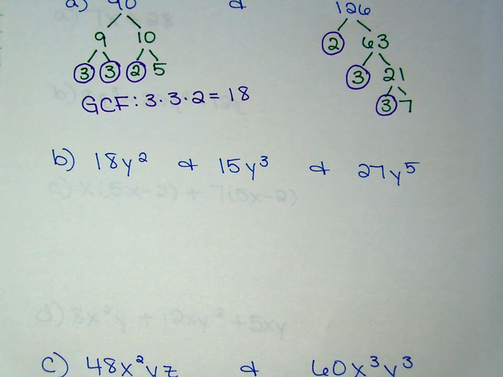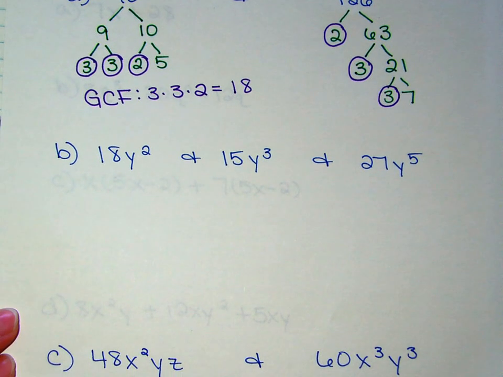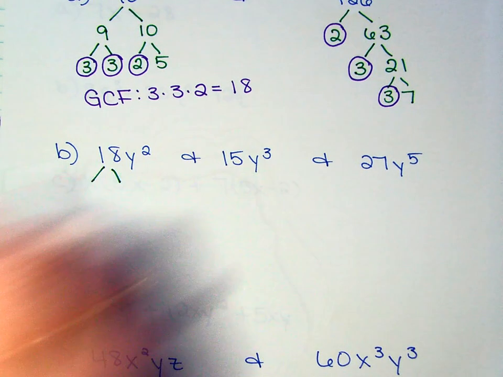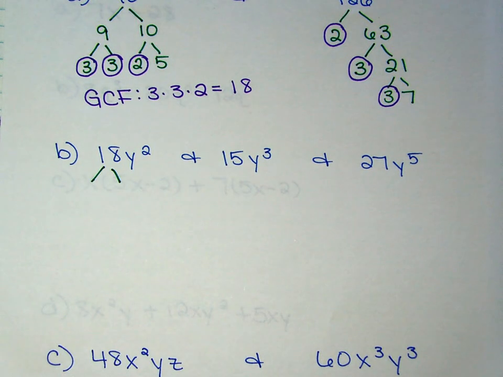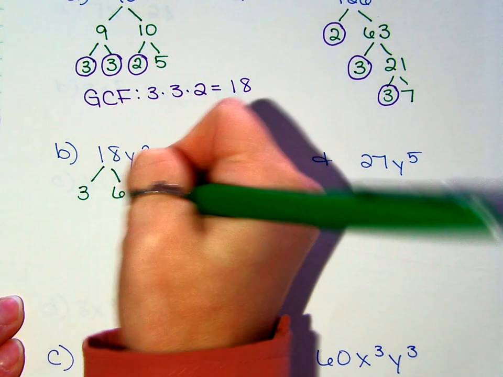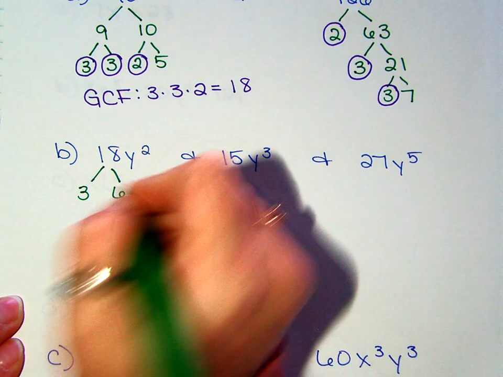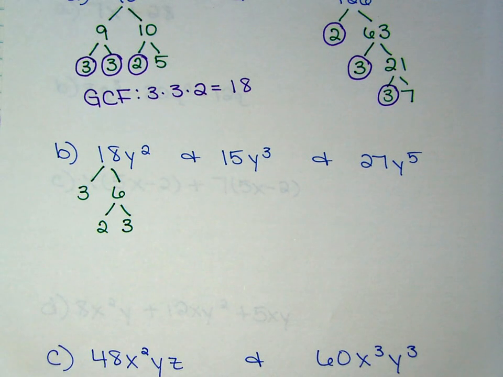So let's do our factor trees. I'm just going to do them for the numbers, and we will talk about the variables in a minute. So what times what will give me 18? 3 times 6. 3 is prime, 6 is not, 6 is 2 times 3. In my handwritten notes, I said 18 was 2 times 9, and then I split my 9 up into 3 times 3. Again, you're going to get the same prime factorization.